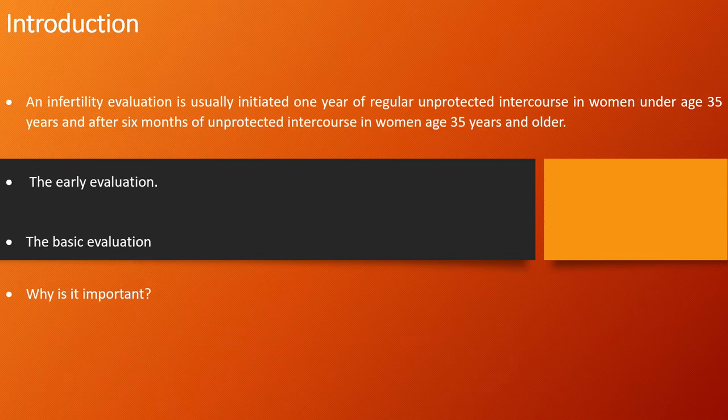Introduction. An infertility evaluation is usually initiated after 1 year of regular unprotected intercourse in women under age 35 years and after 6 months of unprotected intercourse in women aged 35 years and older. However, sometimes we need to do an early evaluation.